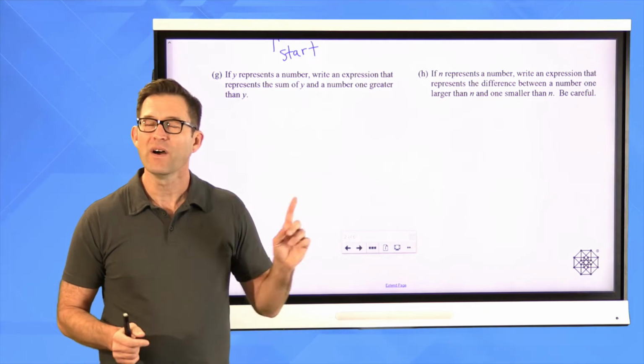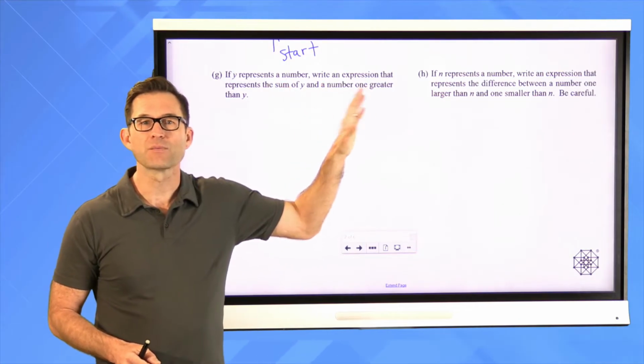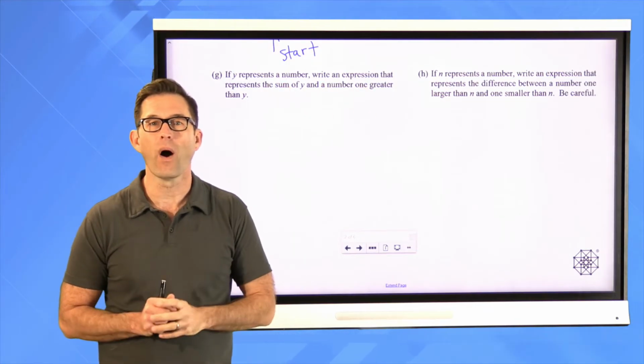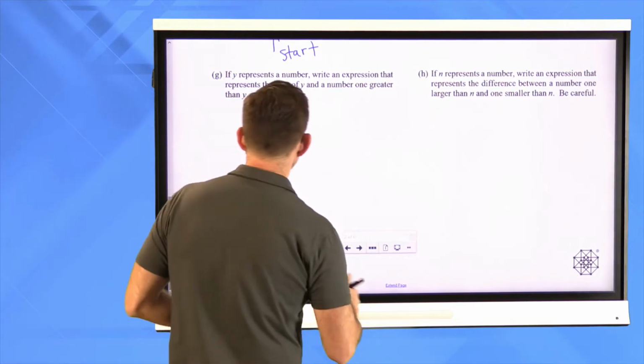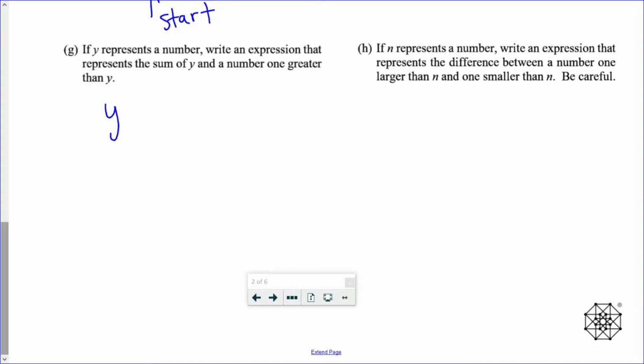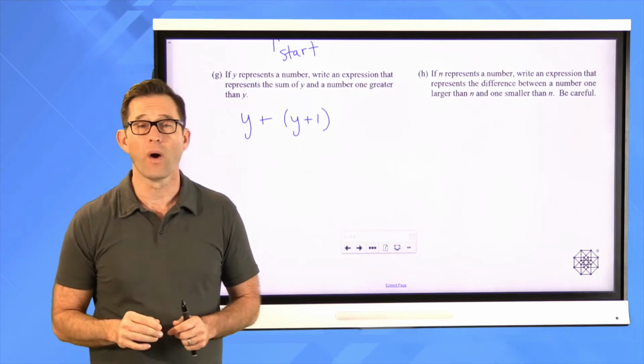All right, well, letter G. If y represents a number, write an expression that represents the sum of y and a number 1 greater than y. Well, here's y, here's the sum, and what does a number 1 greater than y look like? Well, it looks like y plus 1. So we have y plus, parentheses, y plus 1.